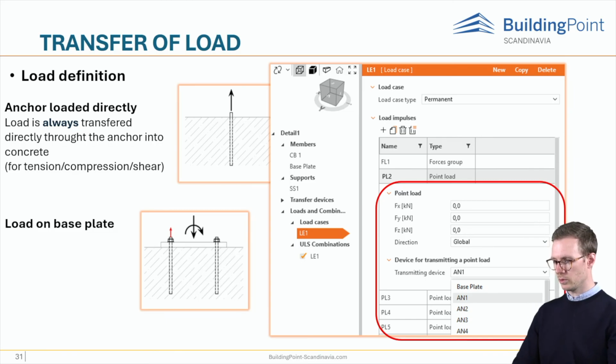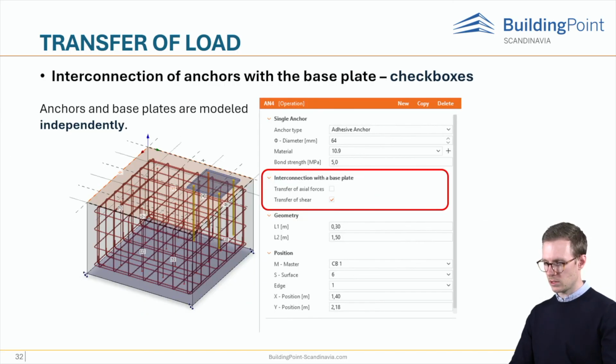And the transfer of loads. The load can be defined either on the anchor directly, and in this case the load is transferred to the concrete directly: the tension, the compression, and the shear as well. The other alternative is to have the load on the base plate, and you can choose which anchors are used to transfer the load. And as you can see, you can choose the interconnection of individual anchors with the base plate, as I showed you and mentioned earlier.